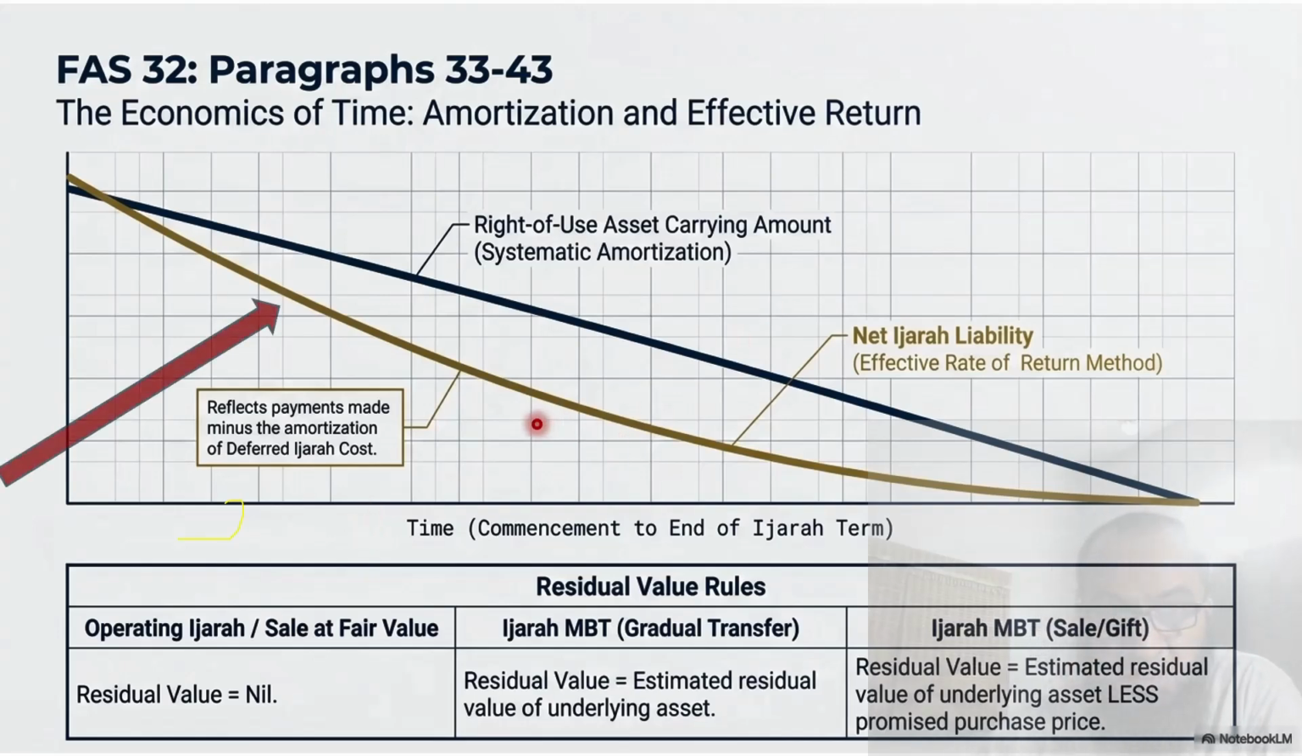But the point is that this slide has been developed by Notebook LM, and I doubt this is the right slope of the liability. The liability won't decrease this way; it would have decreased rather in a convex manner. I'm not sure, so I doubt that this is the right plotting of the curvature of the liability. That reflects the payments made minus the amortization of deferred Ijarah cost, because this is the net liability. So we will see first, and then we will also try to plot. We can plot and check.